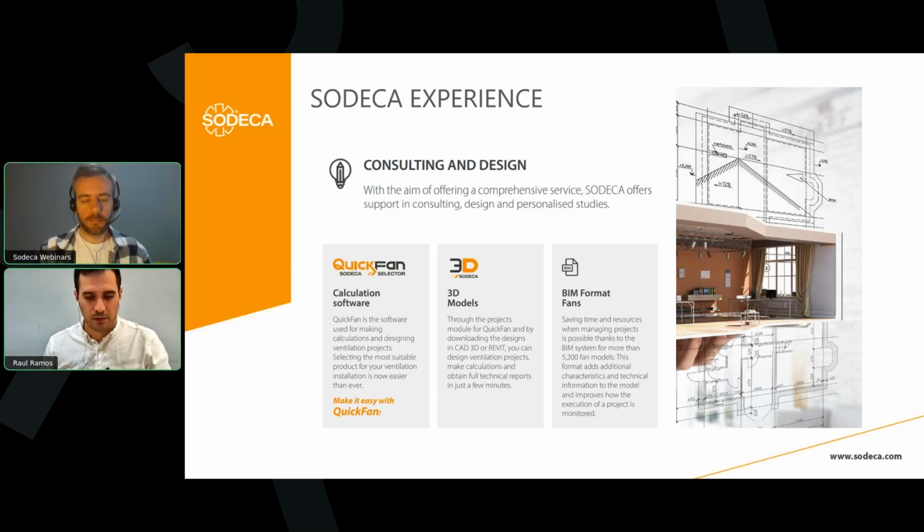So to sum up, in this microlearning, I told you that we have a department of projects, to which I belong, that can make all the projects that you need according to your requirements. We do it with our software called QuickFan, where we can do the calculations of the equipment selection that suits your projects better. We also have 3D models and BIM for fans, for more than 5,000 fans, that you can download and then plot in your projects.